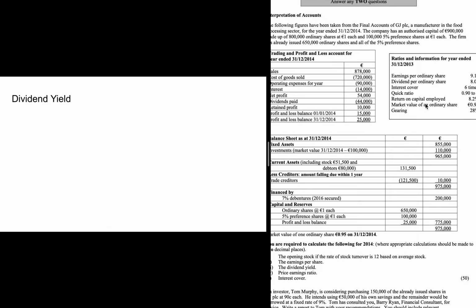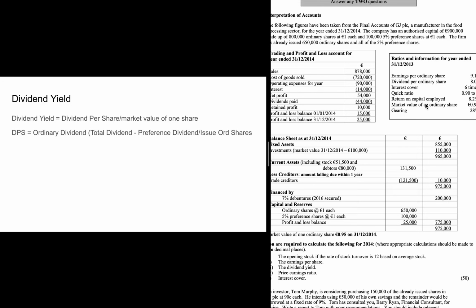Dividend yield, a two-part one here. Dividend yield is dividends per share over the market value of 1 share. Of course, dividends per share is ordinary dividend over issued ordinary shares. And ordinary dividend is total dividend minus preference dividend. So the total dividend is 44. Preference is 5. So we've got 39 over the 650, which is 6 cents. Then your dividend yield, 6 cents over the 95 cents, the price of the share, is 6.32.